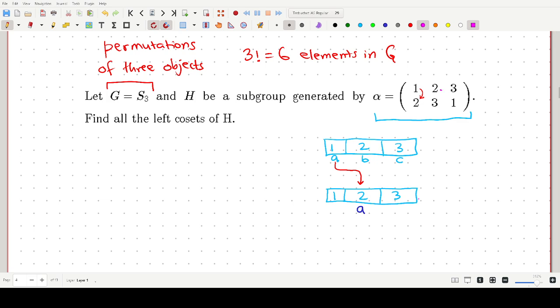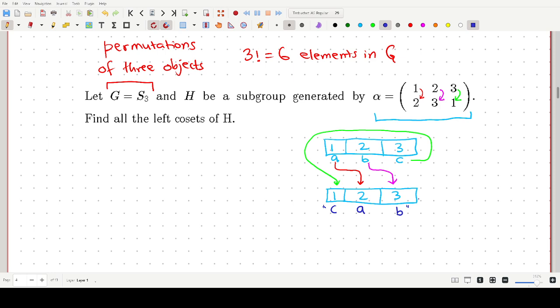Look at the alpha. In alpha, 2 goes to 3. So the second position element moves to the third position. So B is now in the third position. And similarly, in alpha, 3 goes to 1, which means that the third position element goes to the first position. And therefore, we get the permutation CAB. So the permutation CAB is represented by alpha.